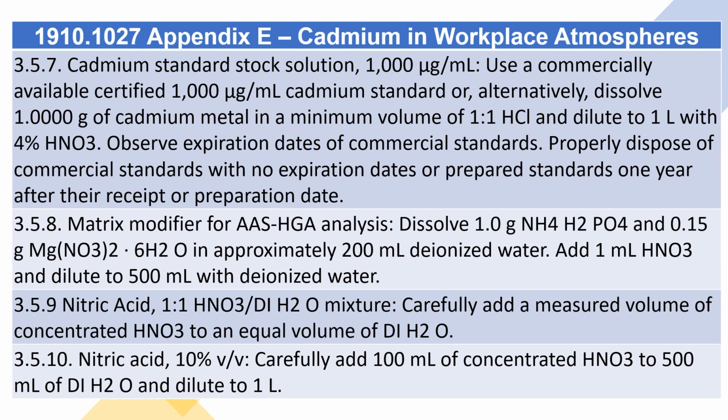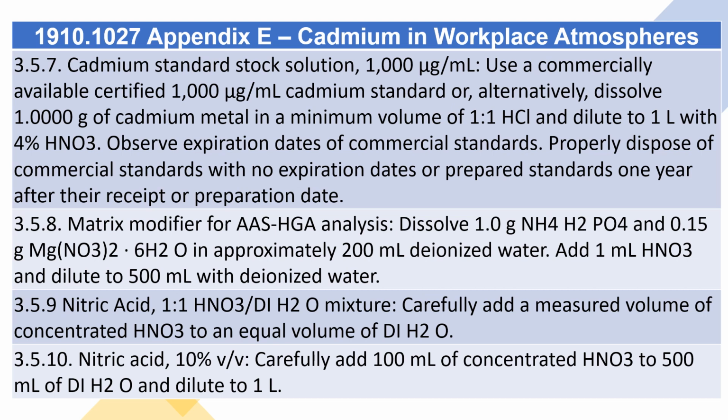3.5.7. Cadmium standard stock solution, 1000 µg/ml. Use a commercially available certified 1000 µg/ml cadmium standard or, alternatively, dissolve 1.0000 g of cadmium metal in a minimum volume of 1:1 HCl and dilute to 1 L with 4% HNO3. Observe expiration dates of commercial standards. Properly dispose of commercial standards with no expiration dates or prepared standards 1 year after their receipt or preparation date.